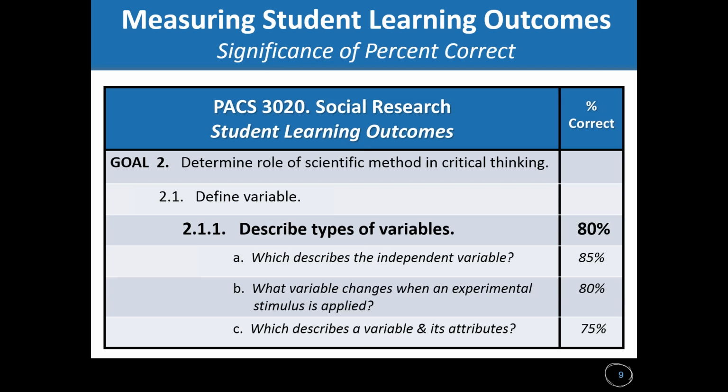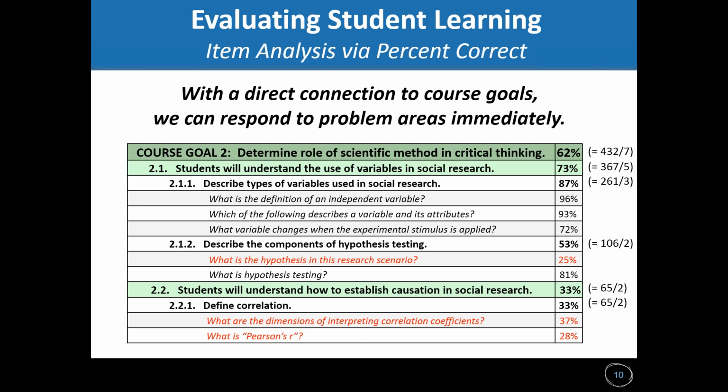So as we move from measuring student learning outcomes, let's turn our focus to evaluating student learning using several resources available through ExamSoft to make development decisions. The first one of those is the item analysis. Here we're going to focus on the percent correct. And hopefully the numbering system at this point is relatively familiar to you. It all starts with course goal number 2, determine the role of scientific method in critical thinking.